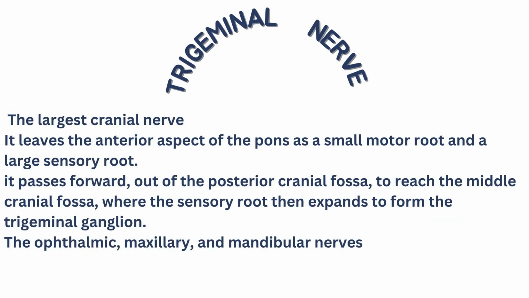The fifth cranial nerve, which is the largest cranial nerve, is the trigeminal nerve. It leaves the anterior aspect of the pons as a small motor root and a large sensory root, and then it passes forward out of the posterior cranial fossa to reach the middle cranial fossa, where the sensory root forms the trigeminal ganglion that lies within the dura mater called the trigeminal cave.